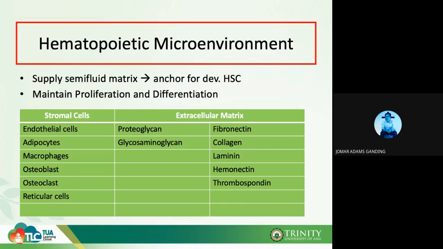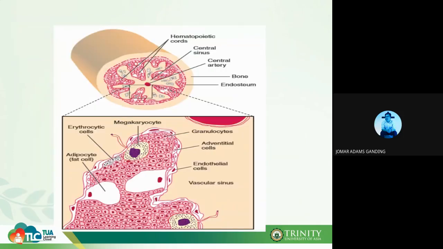Page 46. The endothelial cells are broad flat cells that form a single continuous layer in the inner surface of your arteries and veins. So the endothelial cell, what do they do? They regulate the particles that enter and leave the hematopoietic space.